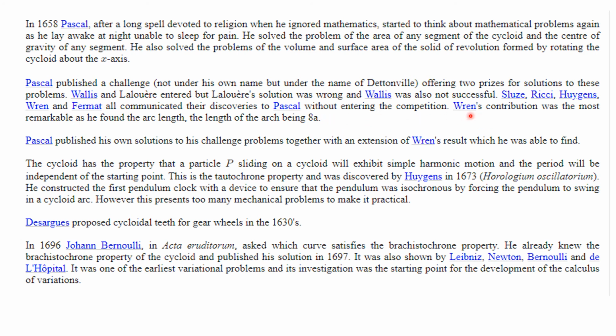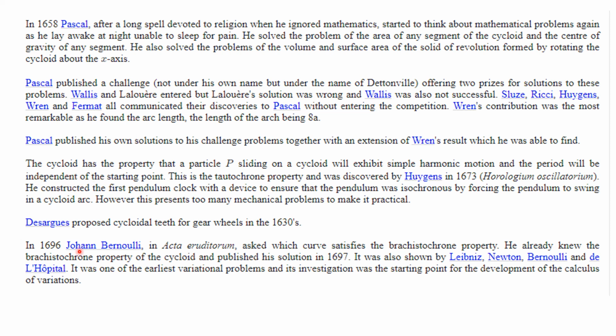One very notable person, Christopher Wren, was a great architect. Many of the buildings that Christopher Wren designed in Europe are still standing. And he was a prominent member of the Royal Society, and he found the arc length, and we're going to be talking about arc length. In fact, we've already talked about arc length, but he found it parametrically, and so we end up with that.